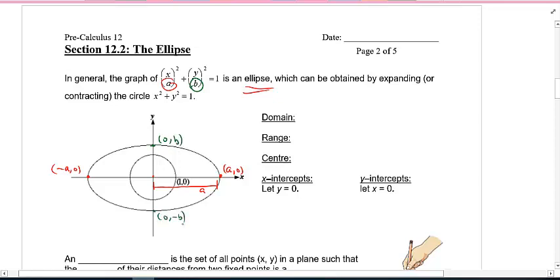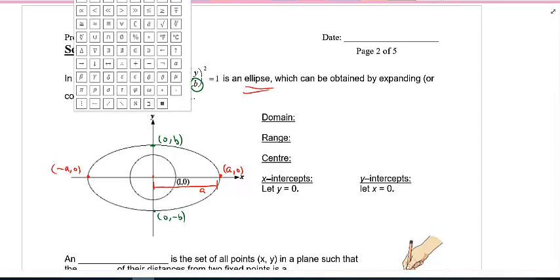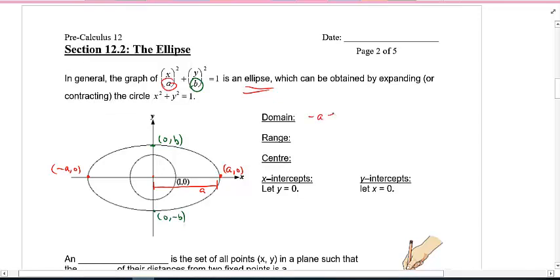So knowing this, can you tell me what the domain would be? If you said the x value has to be between negative a and a, you are correct. And if you said the range had to be between negative b and b, you are also correct. And if you said the center is (0, 0), definitely this only works for the domain and range if the center is (0, 0). And you can clearly tell that the x-intercepts are just (a, 0) and (negative a, 0). The y-intercepts are (0, b) and (0, negative b).